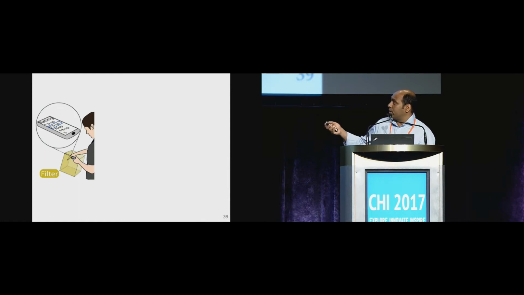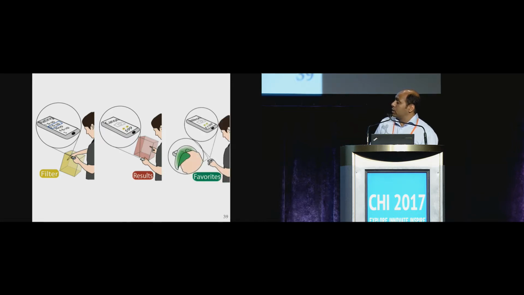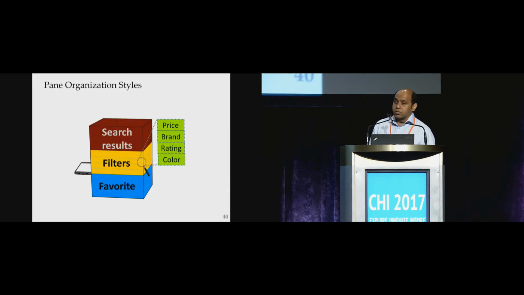We placed the filter option below the device. We placed search results above the device. And we also placed the favorite items in the thumb reachable space. This is just one of many alternate designs that we could use for our AirPane design. For instance, we could just use a single stack layout. In this way, all the panes would be accessible with the index finger of the free hand.